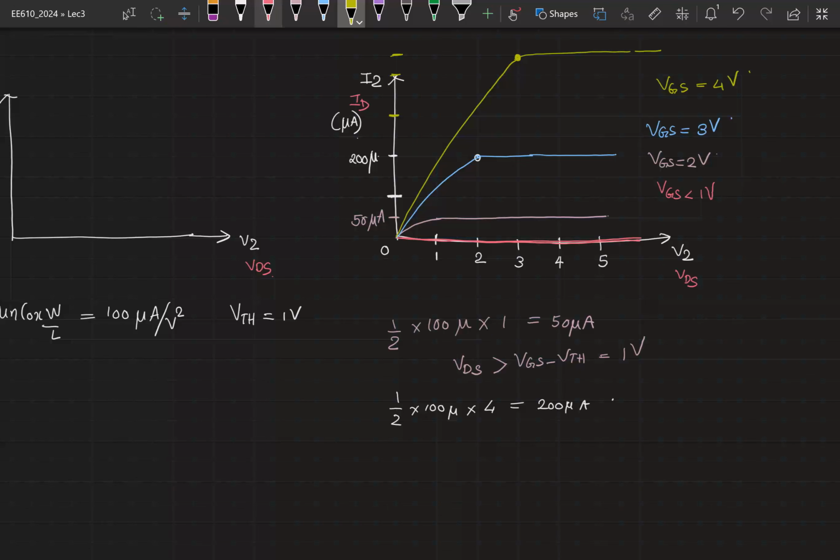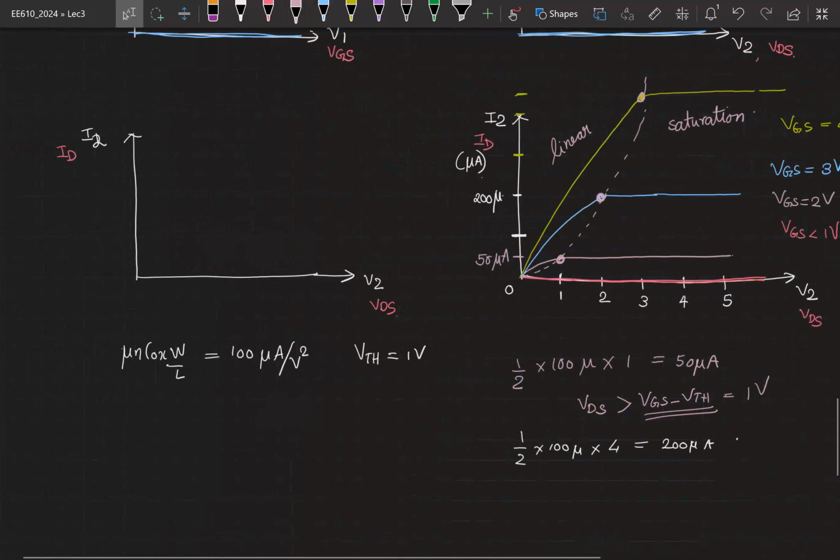And you also see that the point at which the region is shifting from linear to saturation is also not constant, right? That depends on VGS, that depends on the value of VGS minus VTH. So if your VGS is changing, the point at which the shift between linear and saturation is happening will also change. So before this, you have the linear region, and after this, you have the saturation region.